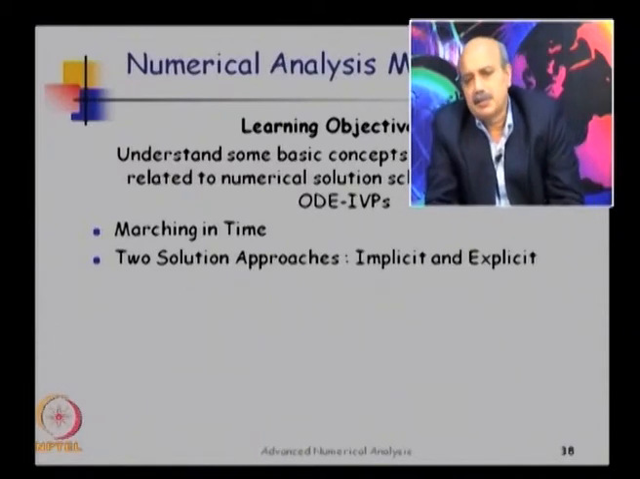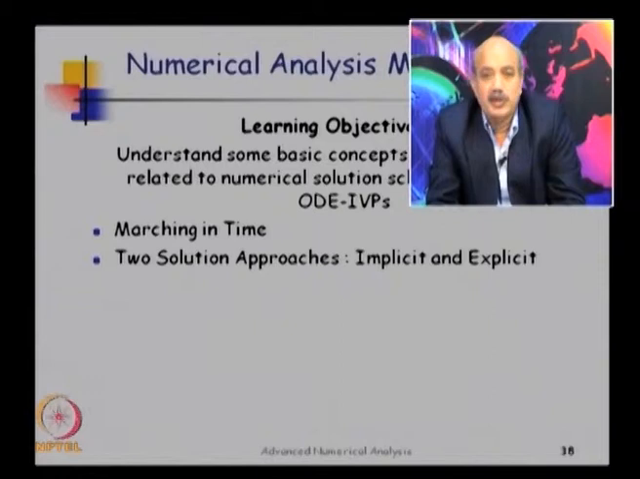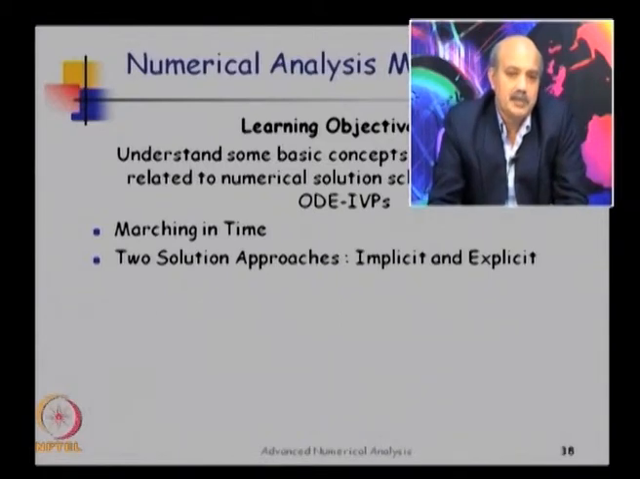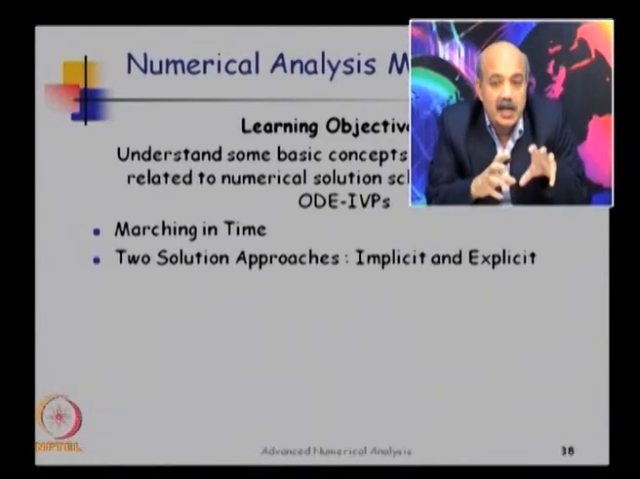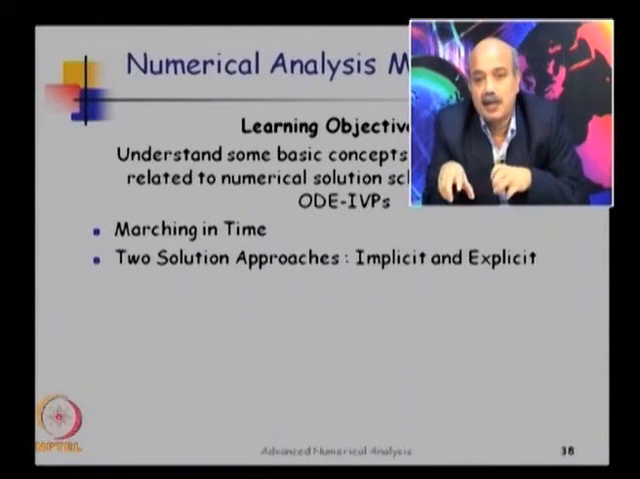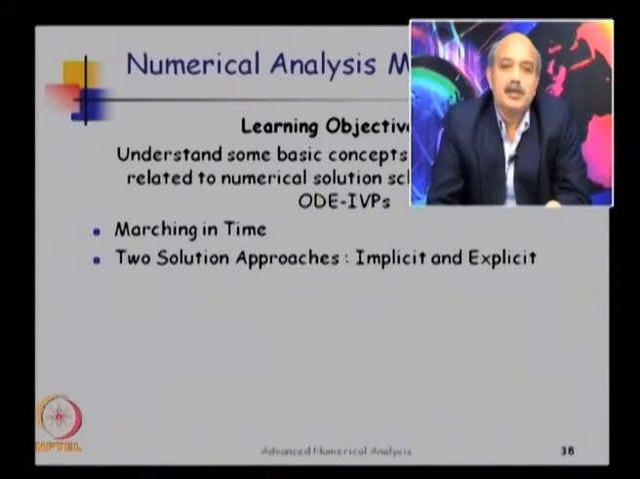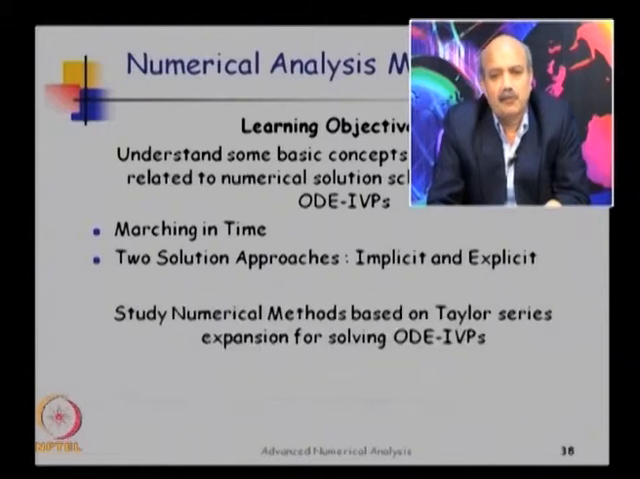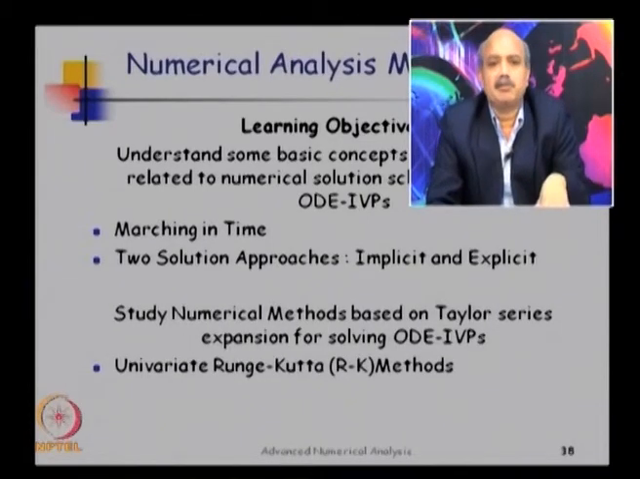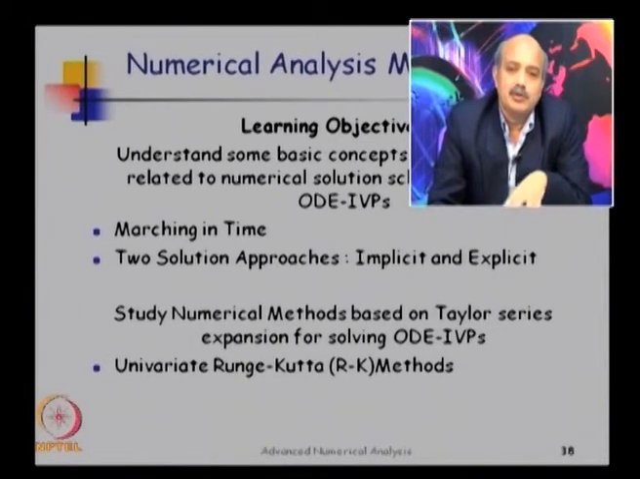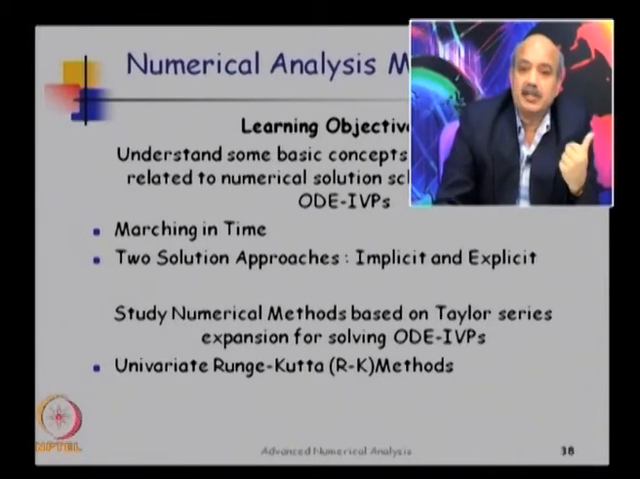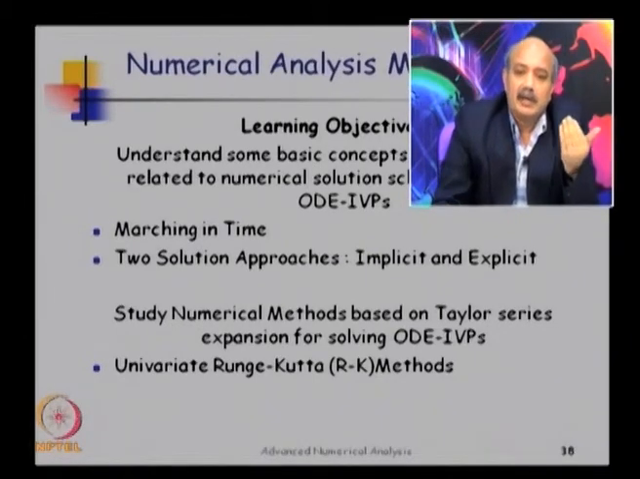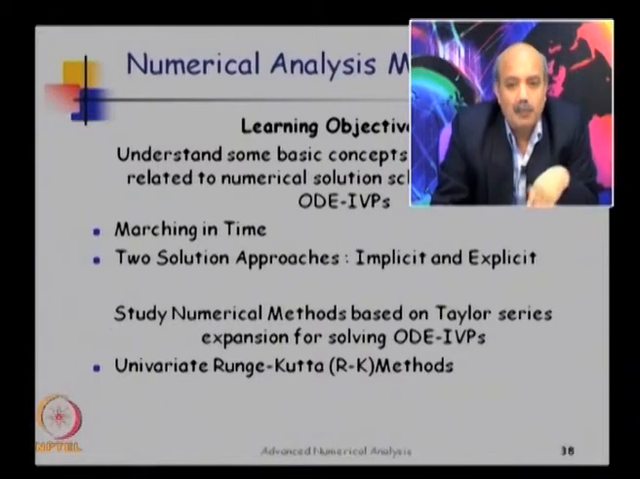If you look at the numerical methods for solving ODE initial value problems, there are two classes. One is explicit methods, the other is implicit methods. So we will just have an understanding of what is an implicit method and what is an explicit method, and then we move on to study an important class of methods which is based on Taylor series approximation. Popularly these methods are known as Runge-Kutta methods.